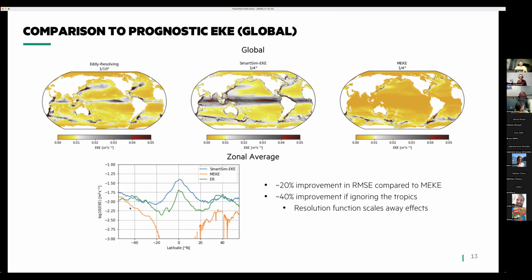Whereas Jansen et al. is significantly lower, it shows significantly depressed eddy kinetic energy as compared to the eddy resolving simulation.